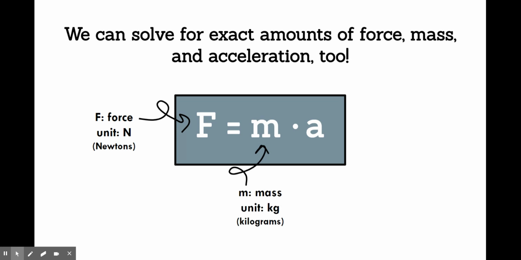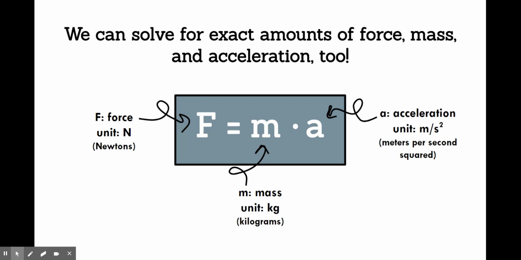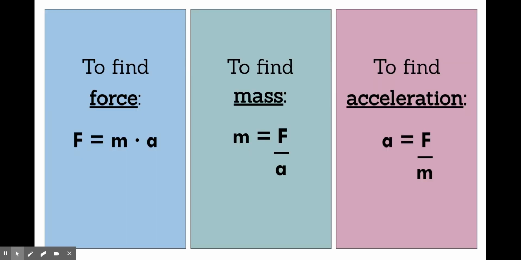M stands for mass, and its unit is kilograms. And A stands for acceleration, and the unit for acceleration is meters per second squared. Keep in mind that looks very similar to speed and velocity, but acceleration, the difference is that little 2 as the superscript. So I would screenshot this if I were you, because you are going to need these. You can also screenshot this.